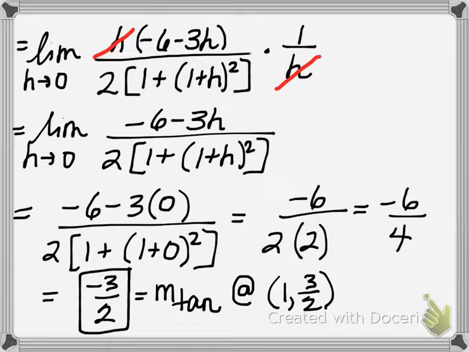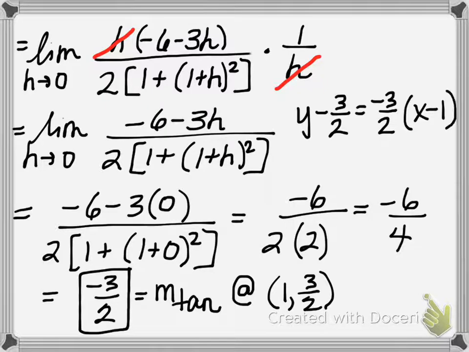So now that we have the slope and we have the point, then we can write the equation for the tangent line. And I'm going to choose point slope form here, since I have a point and a slope, which would be y minus the y value of our point, 3 halves, is equal to the slope, which was negative 3 halves, times x minus the x value, which is 1.